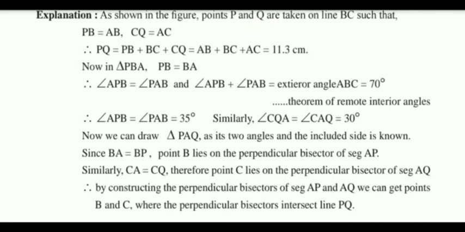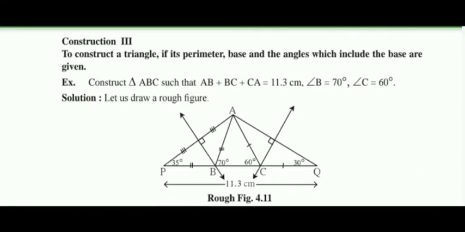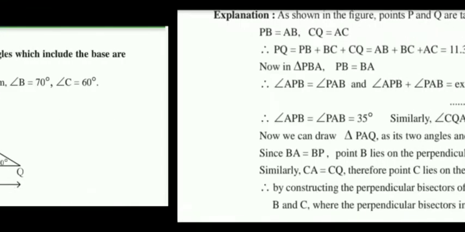To write down the explanation, you can see here, as shown in the figure, points P and Q are taken on line BC such that PB is equal to AB, CQ is equal to AC. Therefore PQ is equal to PB plus BC plus CQ, which is equal to AB plus BC plus AC, equal to 11.3 centimeter. Here you can see in the diagram.